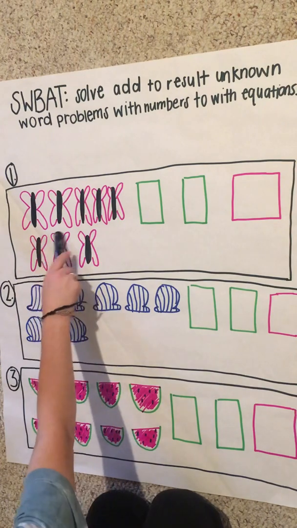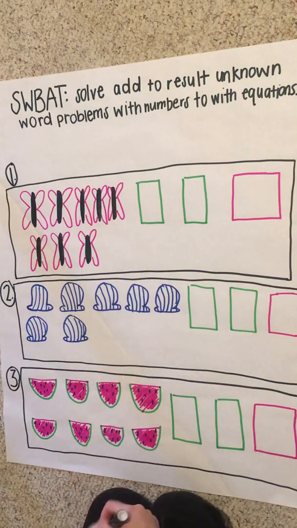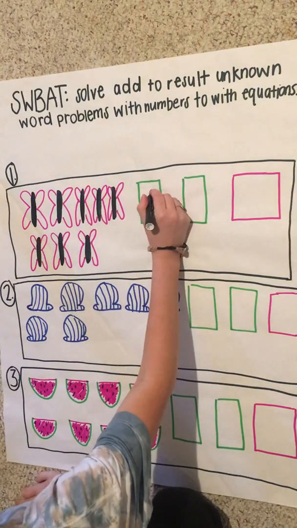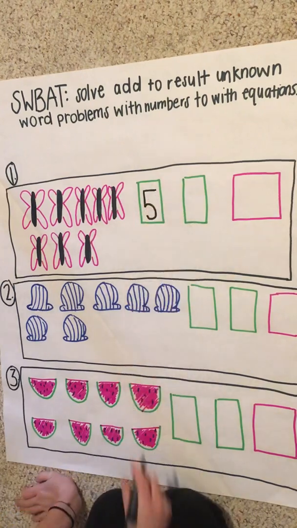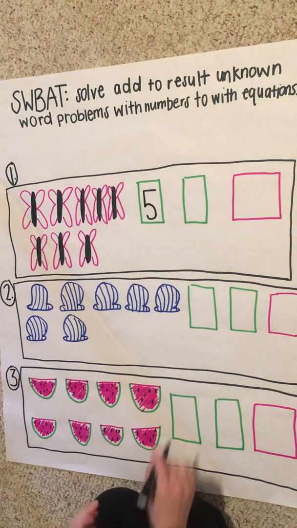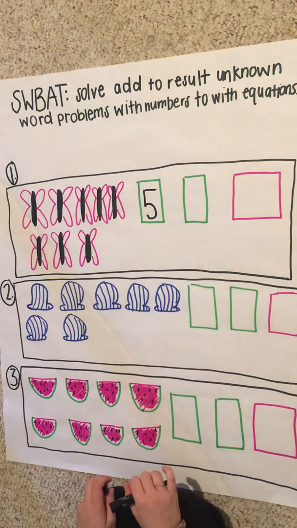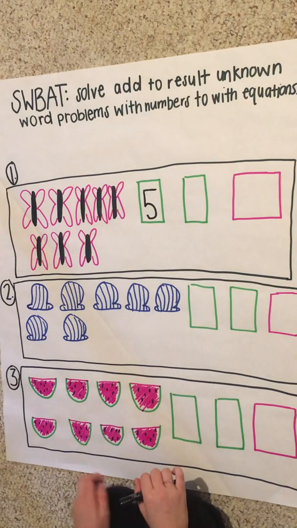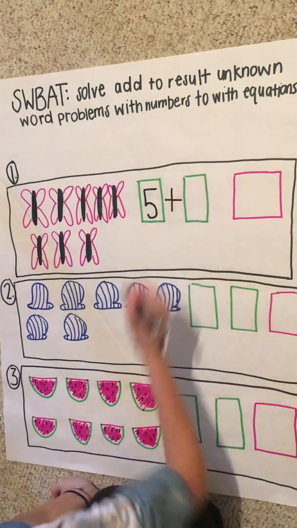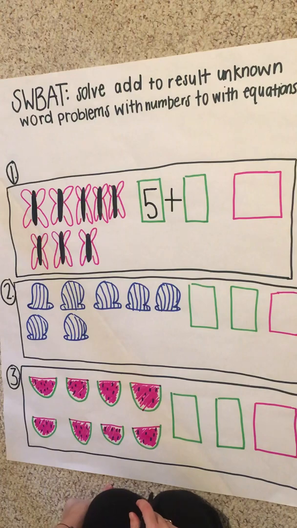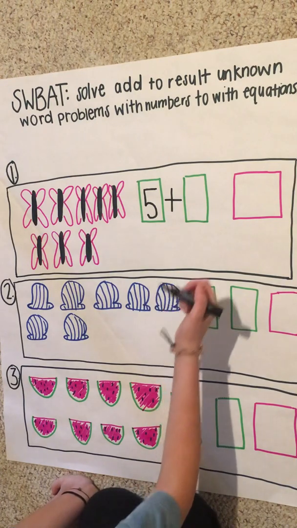How many were on the top row again? 5. So make sure you're following along as I'm doing this. 5. And what's that sign called again that goes in between our two different parts? That shows that we're adding together. A plus sign or an addition sign. And it looks like this. And then how many did we have on our bottom row? 3. We have 3 on our bottom row, so that goes in our second part.